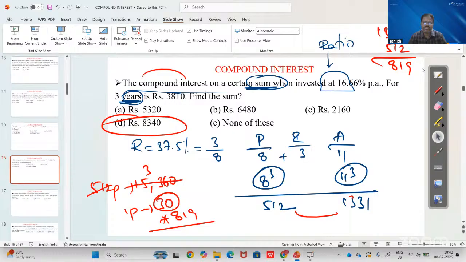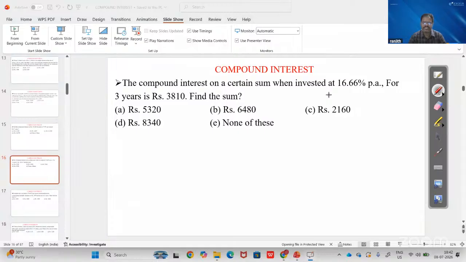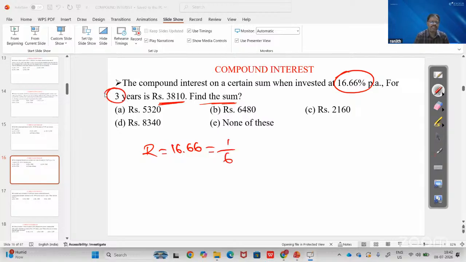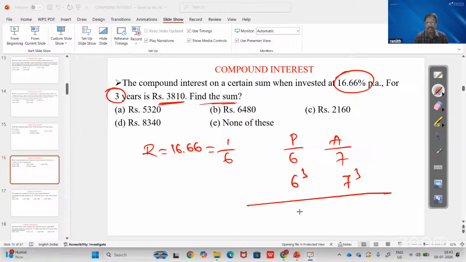Next question. The compound interest on a certain sum when invested at 16.66 percentage per annum for 3 years is rupees 3,810. Find the sum. The compound interest where R equal to 16.66. 16.66 is nothing but 1 by 6. Number of years equal to 3. So principal equal to 6. Amount will be equal to 7. Number of years will be equal to 6 cube. Here it will be 7 cube. 6 cube equal to 216. 7 cube equal to 343.